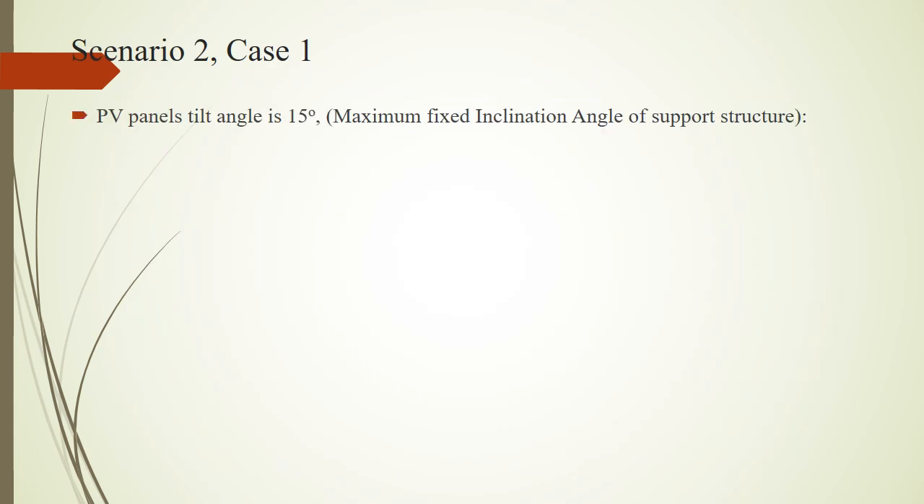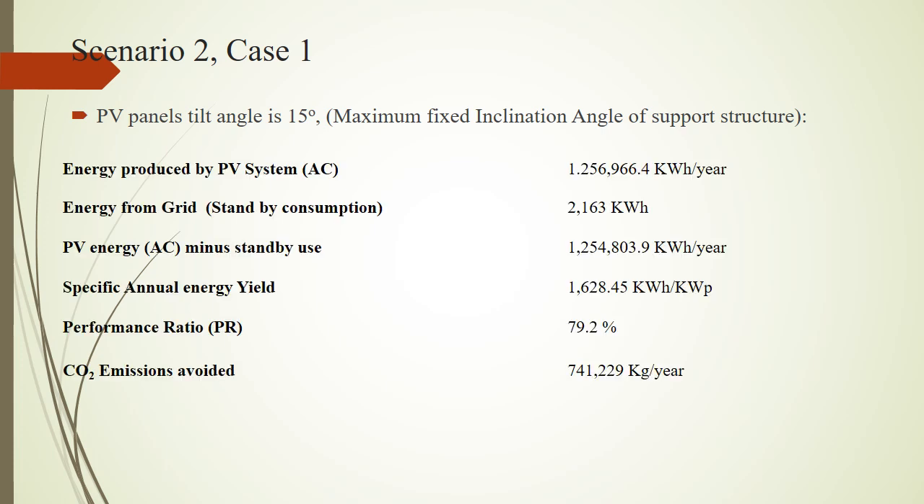Scenario 2 case 1. PV panel tilt angle was 15 degrees, the maximum inclination angle of the support structure. Energy produced by the PV system was more than 1.25 gigawatt hours a year. Performance ratio was 79%. CO2 emissions avoided were more than 740 tons a year.